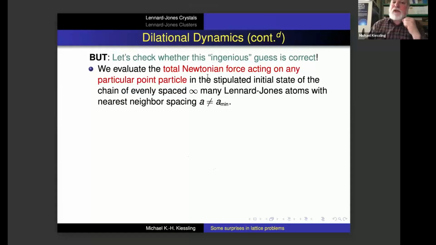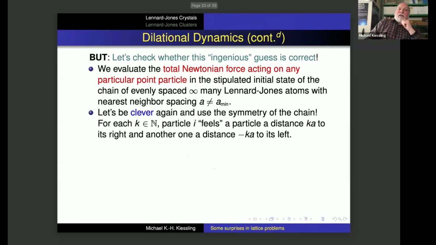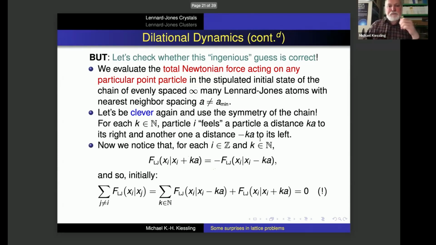So we evaluate now really the total Newtonian force acting on any particular point particle in this stipulated initial state of the chain of evenly spaced, infinitely many Lennard-Jones atoms with nearest neighbor spacing A, which is not the minimizing A. Okay. Let's be clever again and use the symmetry of the chain. For each natural number k, the particle indexed I feels, in quotes, a particle a distance kA to its right, and another one a distance negative kA to its left, just by the symmetry.